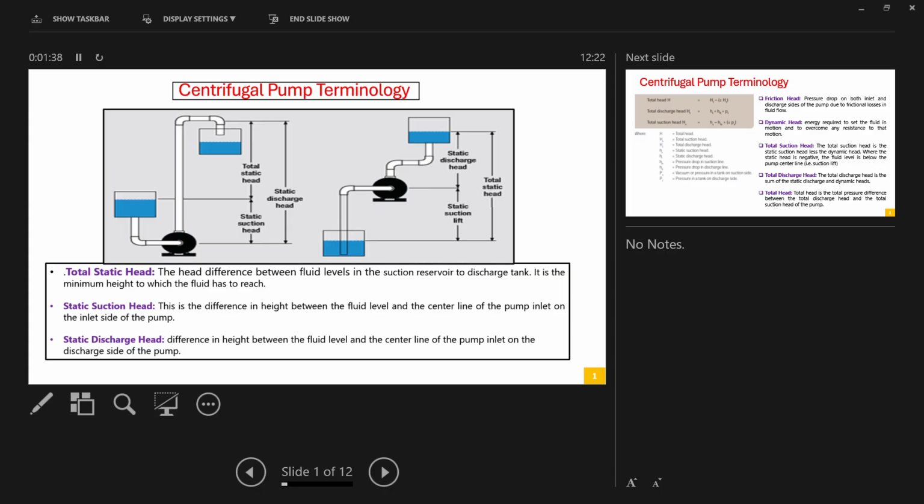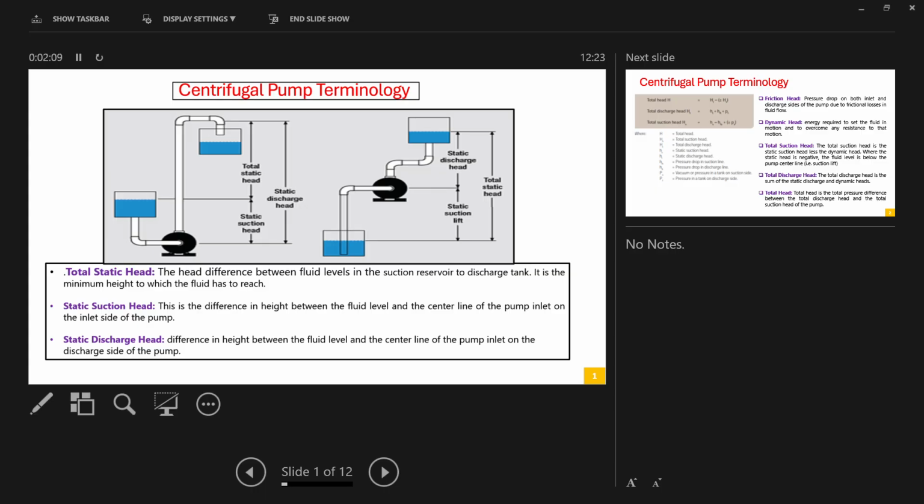If you see the picture, two different pictures are shown. The first one is the picture where this is the pump. It takes suction from an overhead tank. So the level of the overhead tank with respect to the pump center line is called static suction head.